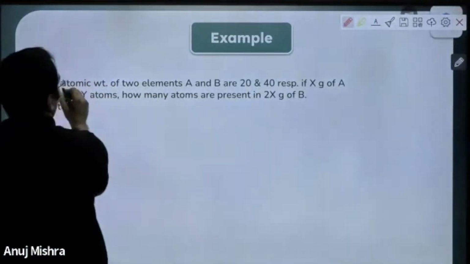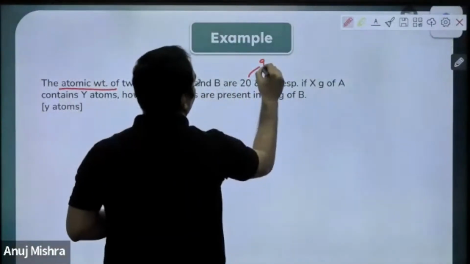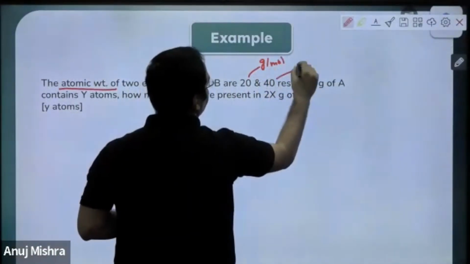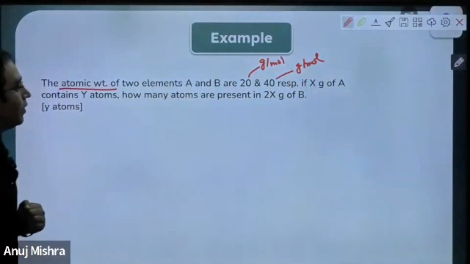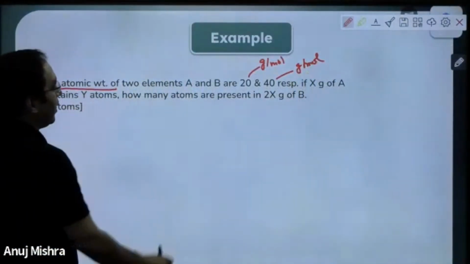Atomic weight is basically gram per mole. And this is what? Gram per mole. You know the unit also? Or we can say AMU. X gram of A contains Y atoms.